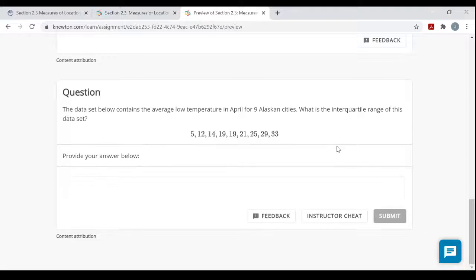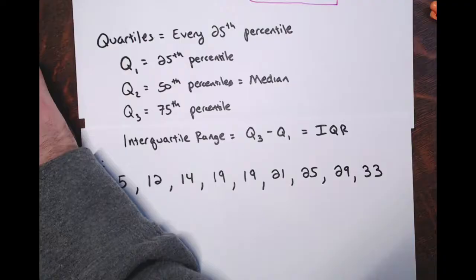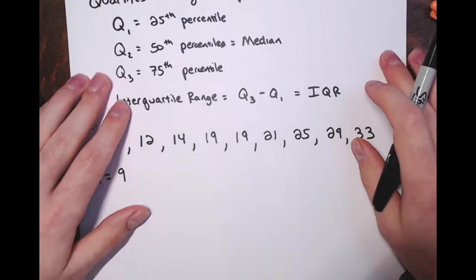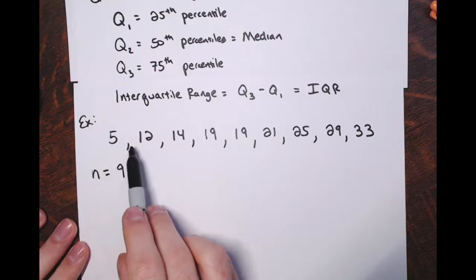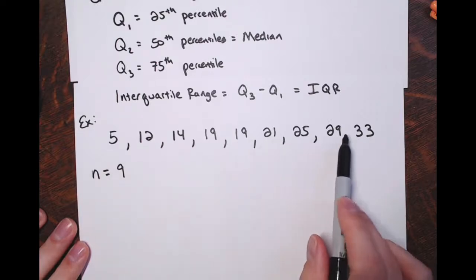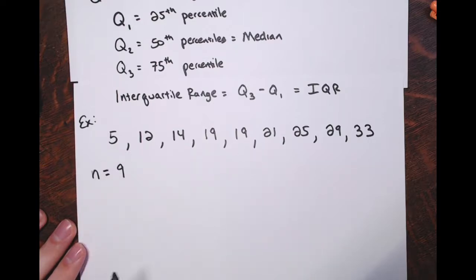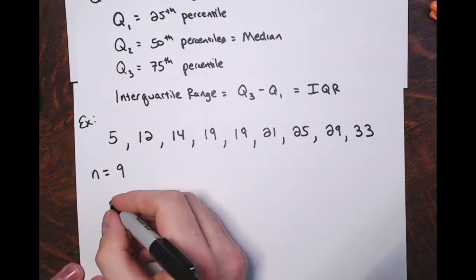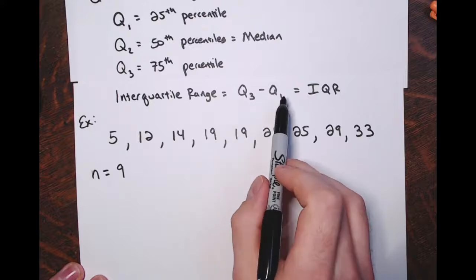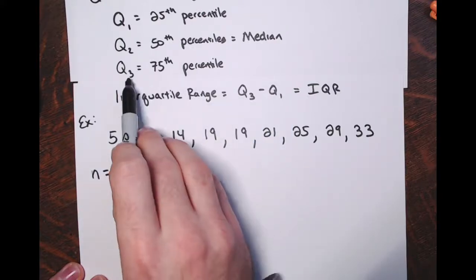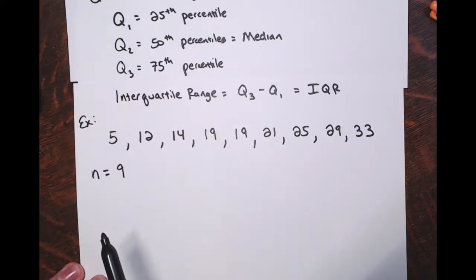I'm going to write these numbers on a separate sheet of paper. So here were the values that were mentioned: 5, 12, 14, 19, 19, 21, 25, 29, 33. So n equals 9 here, right? If I want to find this interquartile range, I need to find what are called, again, the third quartile and the first quartile.